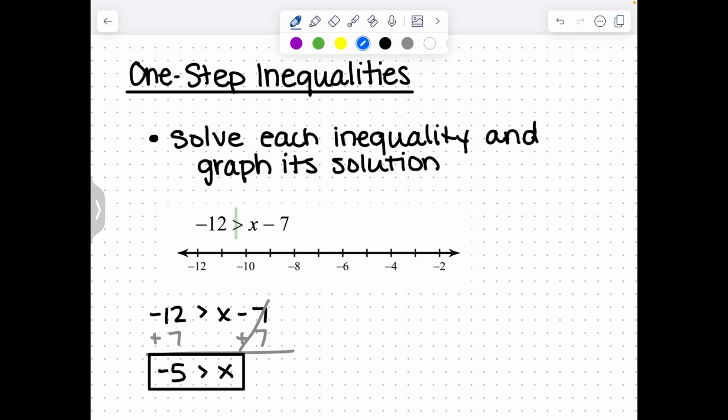So we'll find where negative 5 is on the number line. And we see that this is strictly greater than. There's no equal to. So we'll use an open circle. And we want the negative 5 to be greater than all of the x's. So this is the same thing if we flip it as x being less than negative 5. So we're going to shade to the left. And there we've solved it and graphed our solution.